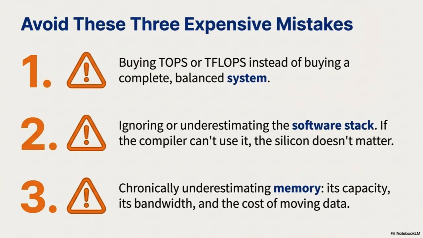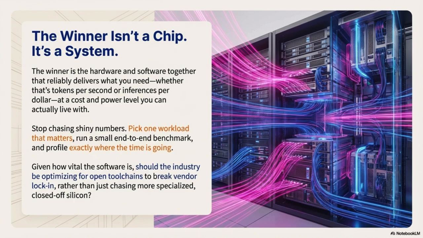So if you take one piece of advice from this, let it be this. Stop chasing shiny numbers on a spec sheet. Pick the one workload that actually matters to you. Run a small end-to-end benchmark and profile exactly where the time is going. And then you choose the class of hardware that's built to attack that specific bottleneck. Don't let the spec sheet choose for you. A perfect place to wrap up the practical advice.